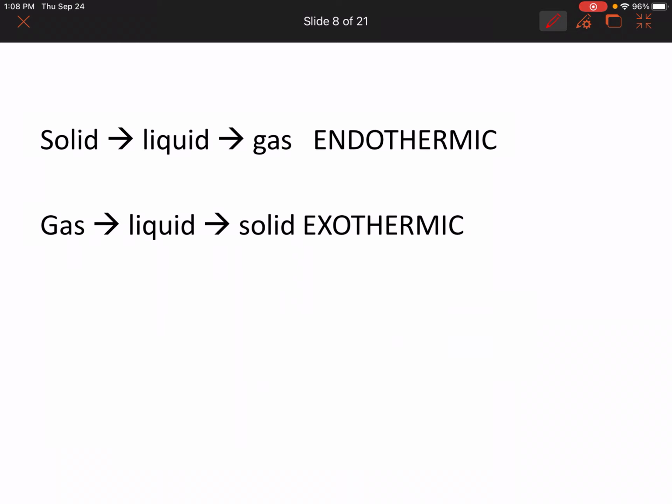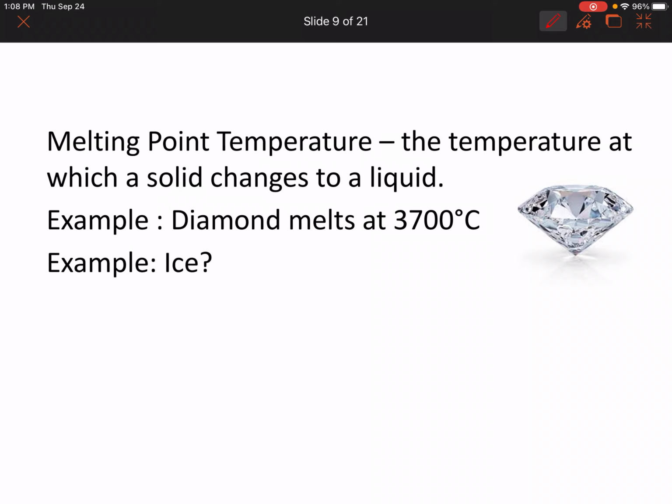Now, the general rule here is that as we move from a solid to a liquid to a gas, it's going to be an endothermic process. As we move from a gas to a liquid to a solid, that will be exothermic, so it will release heat. So this one, again, we absorb heat here, and these processes are all releasing heat. Okay, so melting point temperature.